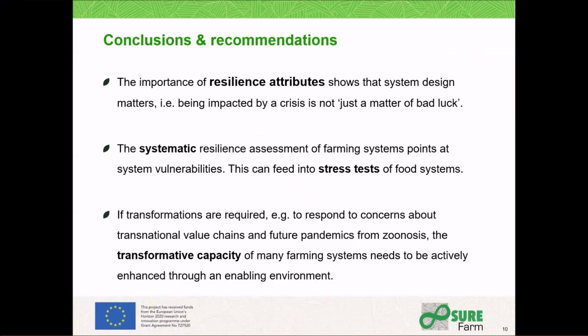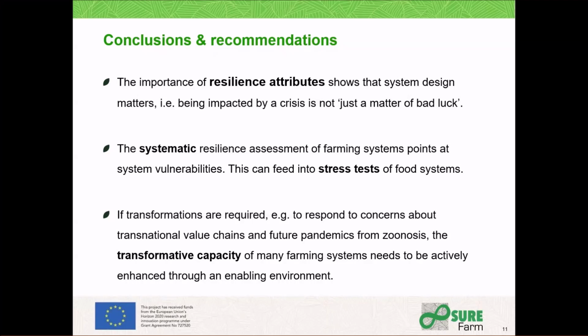Okay, so there were three suggestions for monitoring. I showed how we worked with it in SURE-Farm for these 11 farming systems. And if I then pick up on the conclusions and recommendations that I find relevant in the context of the monitoring question that you asked me, I would say these three things.